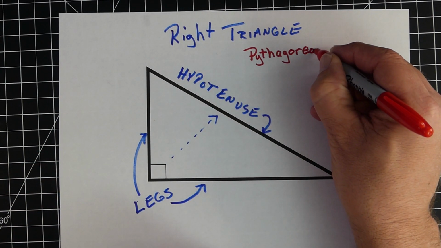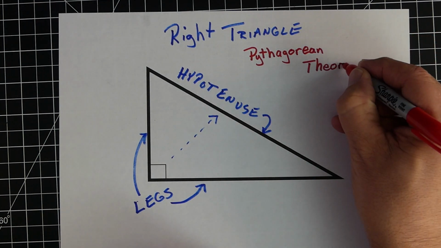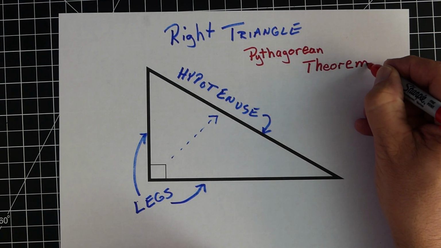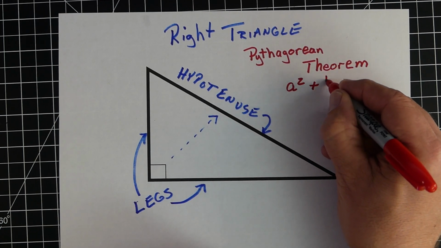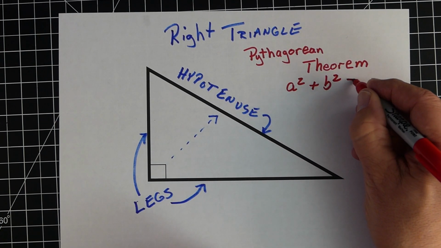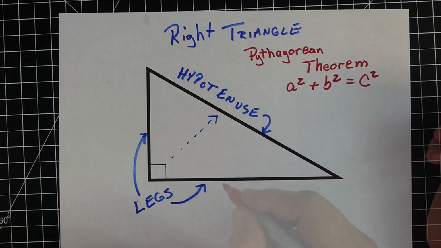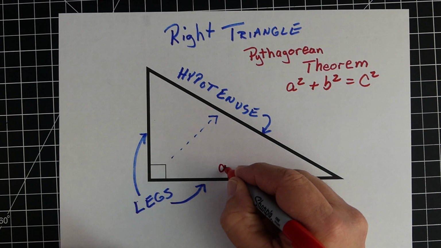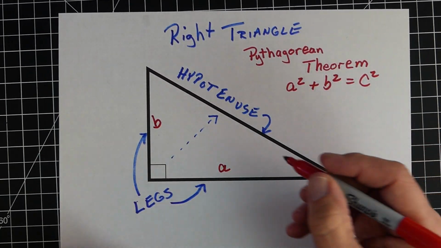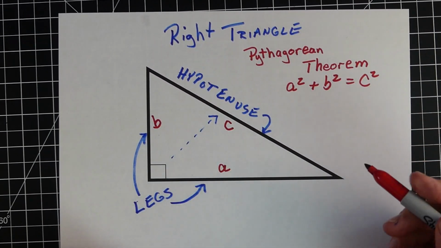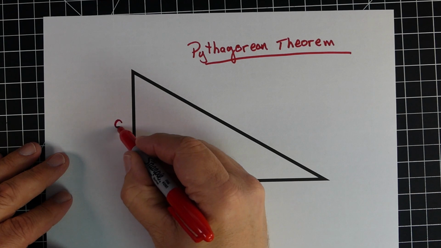Along with this, another key thing is something called the Pythagorean Theorem. And it goes something like this. It goes a squared plus b squared equals c squared. Now that may mean nothing to you, but basically the a, b, and c refer to the sides. The two short sides, the legs, are sides a and b. The long side, the hypotenuse, is side c. So those are where we're getting those letters from.